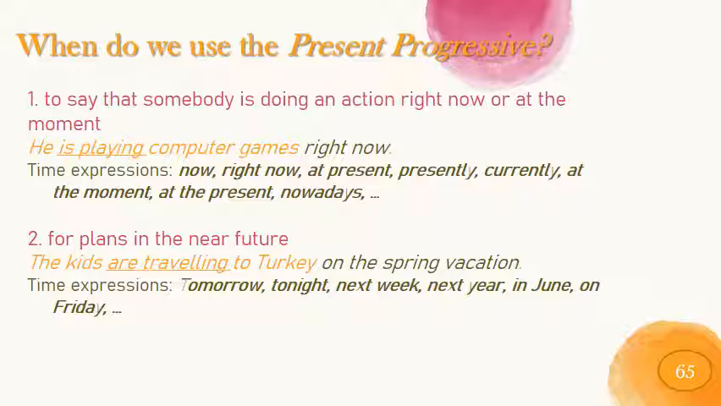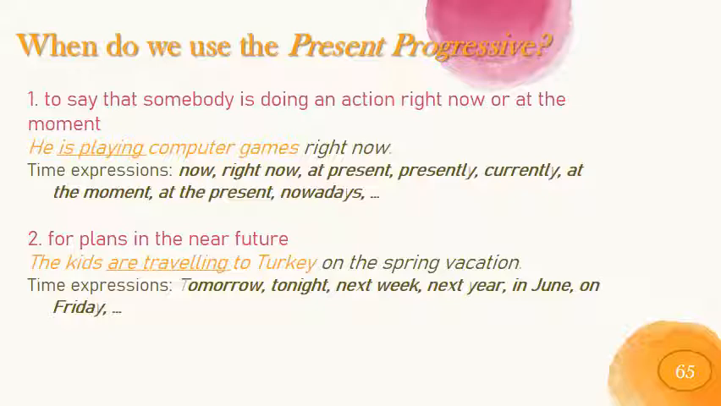So what time expressions help me to figure out the present progressive tense? Now, right now, at present, presently, currently, at the moment, at the present, nowadays. Example, he is playing computer games right now. Or I can say he is playing computer games presently, or currently, or at the moment.